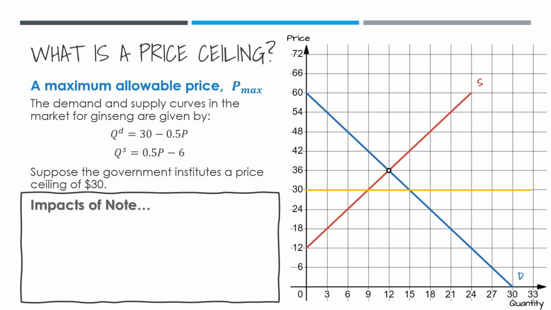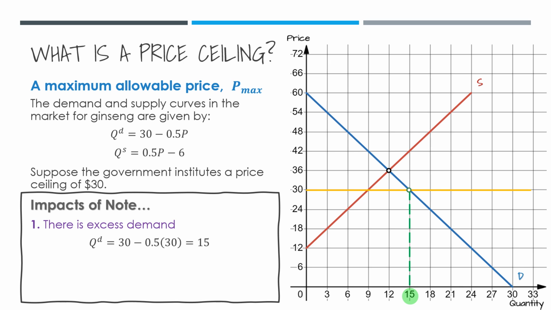The first impact of note is that there's going to be excess demand. Now, excess demand is just a fancy way of saying there's a shortage. So we're going to have more units demanded than there are supplied. And we can easily figure out how large, mathematically, this excess demand is going to be using our demand and supply curves. So at a price of 30, the quantity demanded is 15. I'm just plugging the price of 30 into that demand curve and evaluating it, and I find that 15 units are demanded at a price of 30.